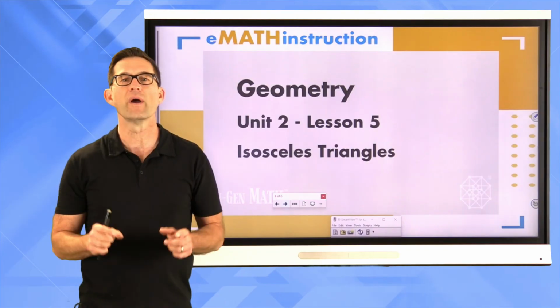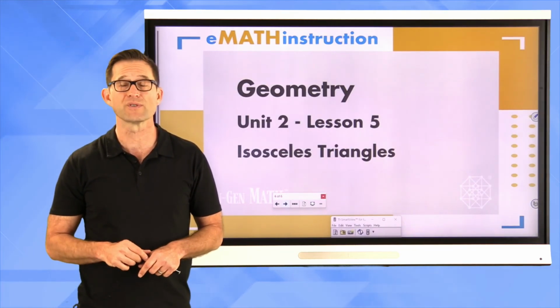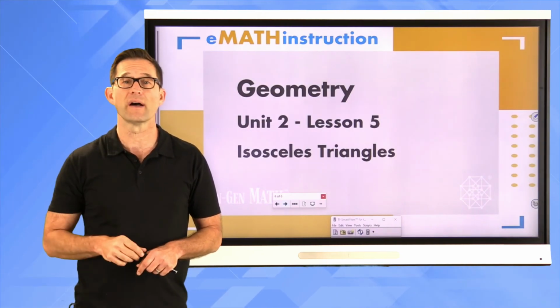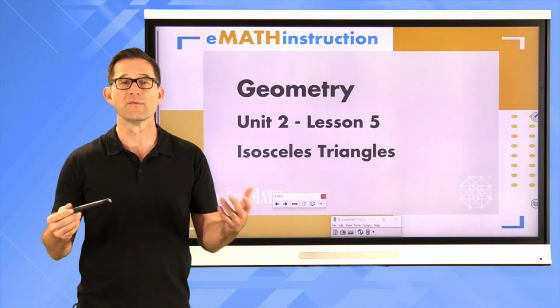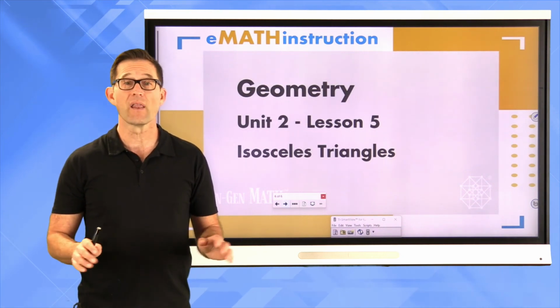But the big takeaway from today, the one that we will see come up a lot in this particular course, is the idea that angles that are opposite congruent sides in a triangle are themselves congruent. They have the same measure. All right. Again, we'll see that a lot in future lessons.